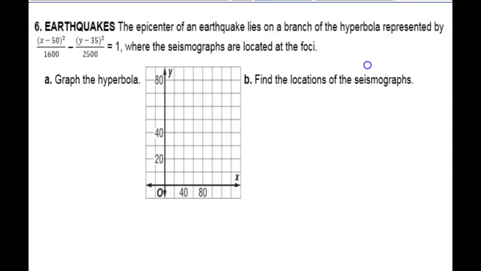Number 6 is an application. It says the epicenter of an earthquake lies on a branch of the hyperbola represented by this, where the seismographs are located at the foci. Graph and find the location of the seismographs. Where's the center, guys?